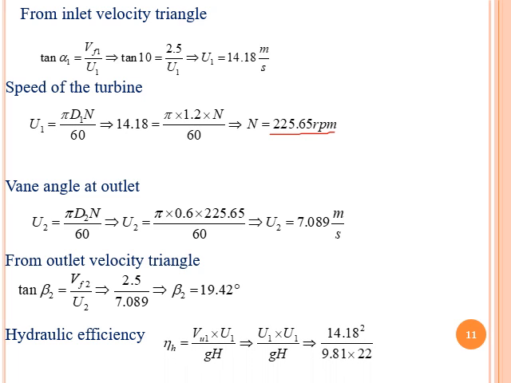The hydraulic efficiency is calculated by using the expression, hydraulic efficiency eta h is equal to Vu1 into u1 by gH. So that is equal to u1 into u1, because Vu1 is equal to u1 at the inlet velocity triangle, divided by gH. That is 14.18 square by 9.81 into head, 22 meter. So now hydraulic efficiency is 93.16%. So this is the method of solving the numericals on Francis turbine. Thank you.